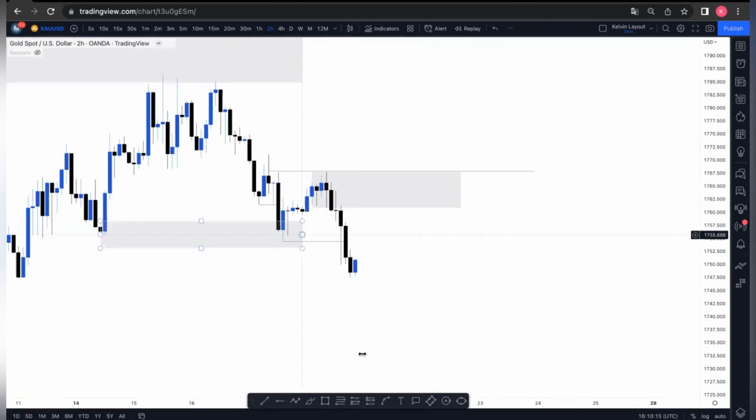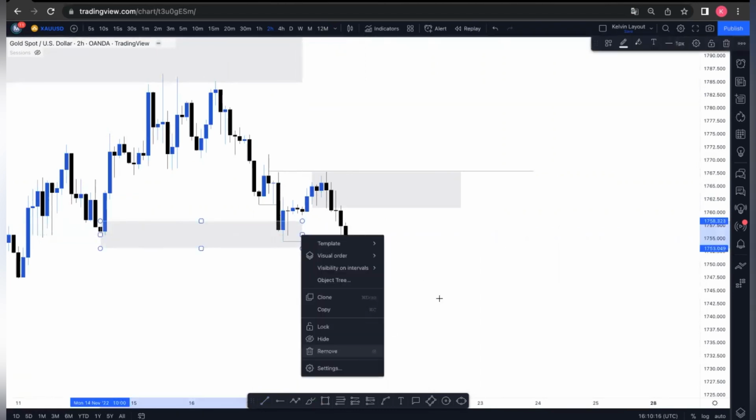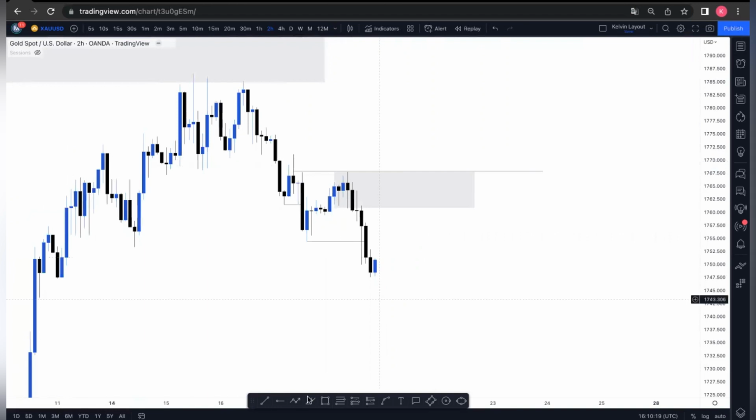So we can clearly see that on the lower time frame, the bearish order flow has been established. So what I'm waiting for on gold is to see price actually come in here and then drop to the downside. Okay, so that's the outlook that I have on gold. Let's move to another pair.